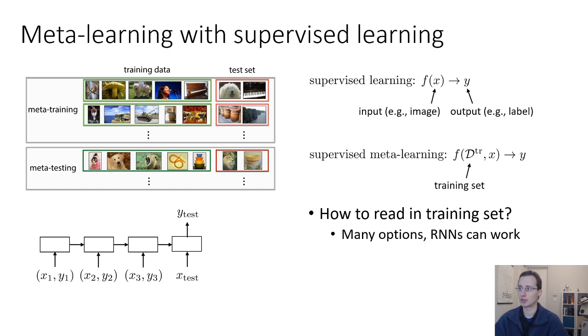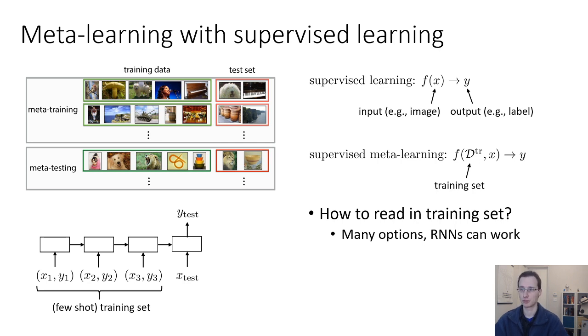Okay? So we can frame our training set, our dtrain, as just a sequence: x1, y1, x2, y2, x3, y3. We can pick some arbitrary ordering on these points. We can create a sequence out of the training set, read in that sequence one xy tuple at a time, and then we can have a little head at the end that reads in the test image and makes a prediction on that test image. So that is a perfectly reasonable way to set up a meta-learning method.